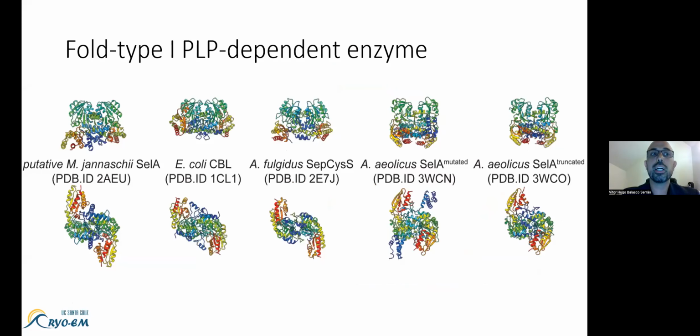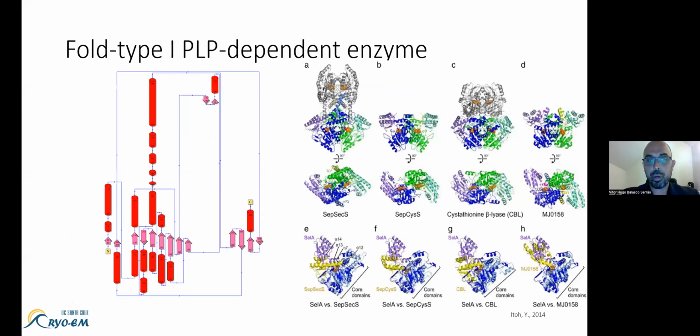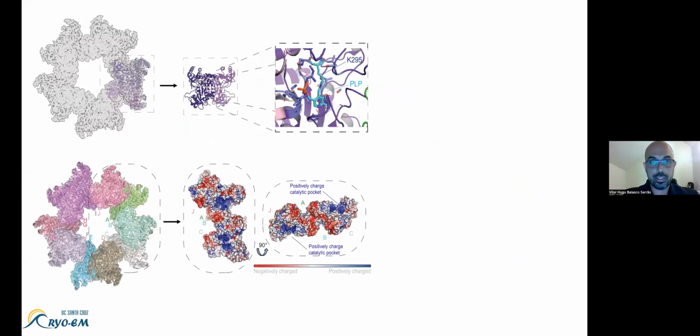Just briefly showing that it is a fold type 1 PLP-dependent enzyme, as are several other PLP-dependent enzymes mainly reported to be part of the selenocysteine biosynthesis. The topology is quite canonical, and then you can compare with several others, SepSecS, CBL, other enzymes that are related to either having a PLP bound to the active site or related to the Sec biosynthesis.